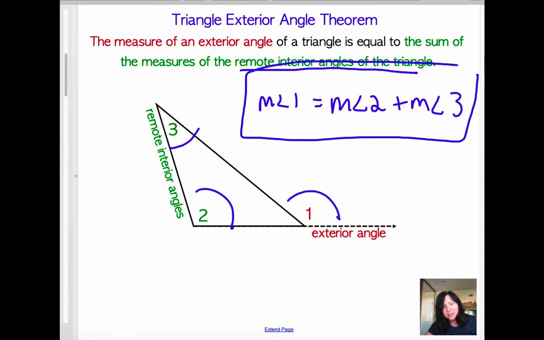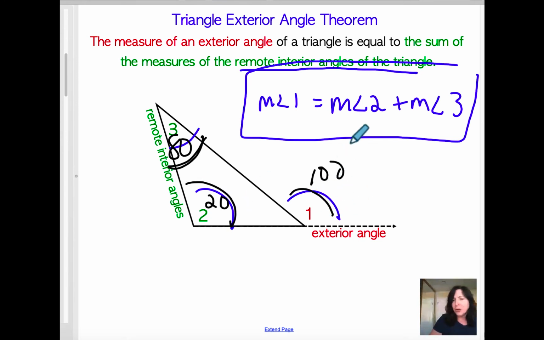That's very important because, for example, if I said this was 100 and this was 20, well, this would have to be 80 because 80 plus 20 equals 100. The measure of one exterior angle is equal to the sum of the two remote interior angles. So very important theorem.